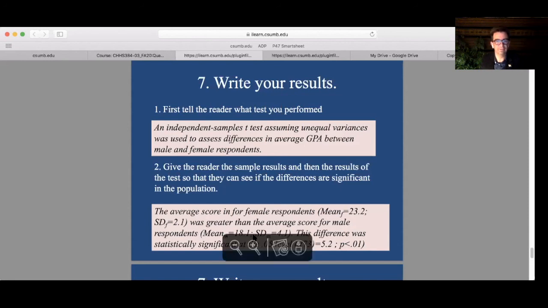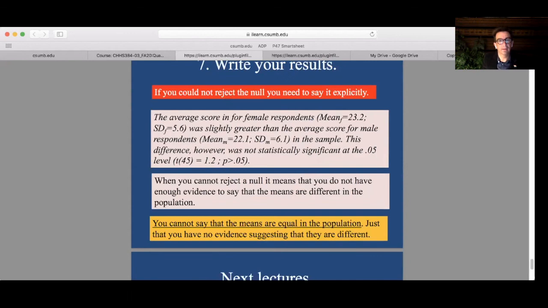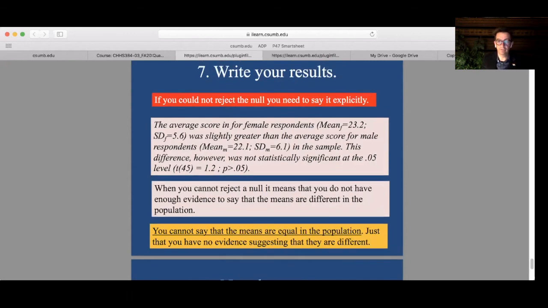Anyway, you will write it like this and say the difference was significant at this alpha level, right? The t was 73, with 70 degrees of freedom. 5.2 was the value. That's less than 0.01%. That's my p-value. It was smaller than 1%. And write the results like that, right?